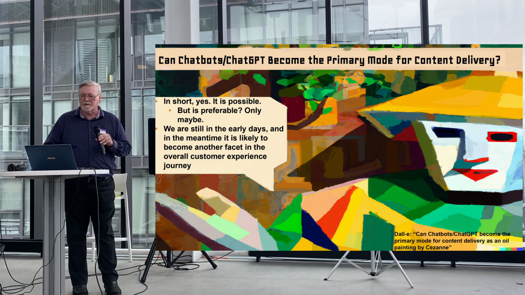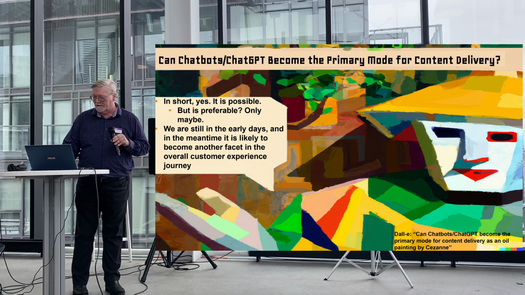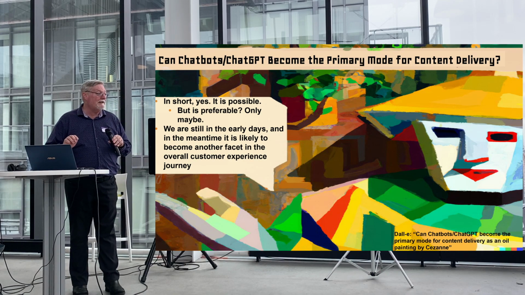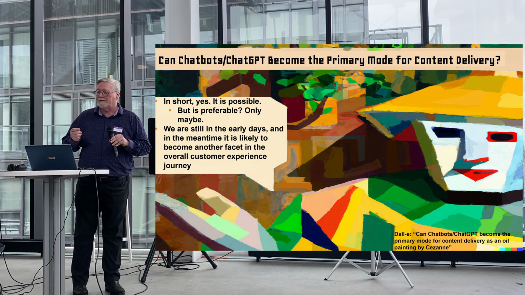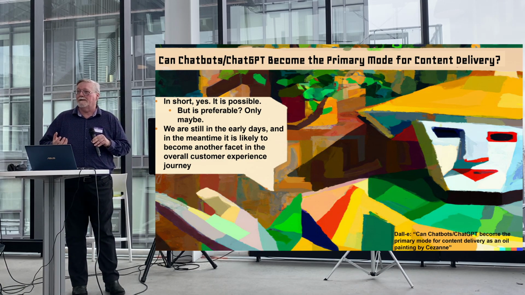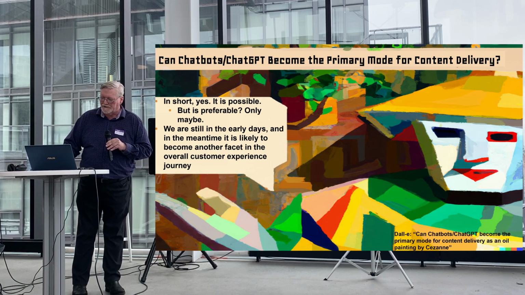We're still very much in the early days, and in the meantime, it's likely to become another facet in the overall customer experience journey. And I'd have to say that for any business, if the Gartner report is to be seen as correct within 3 to 5 years, companies have to start doing the work today, because it's going to take that long for them to be fully up to speed to deliver a proper customer experience using something like a full-fledged chatbot with a ChatGPT-like interface. Which again leads me to think that, yeah, we're probably not going to see it quite so soon as that.